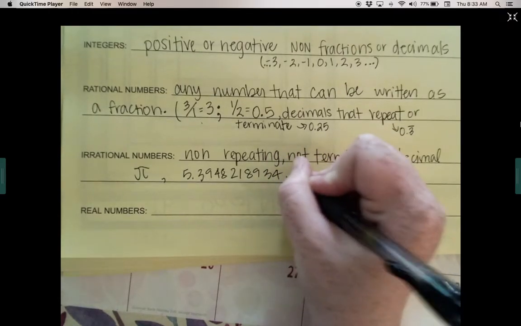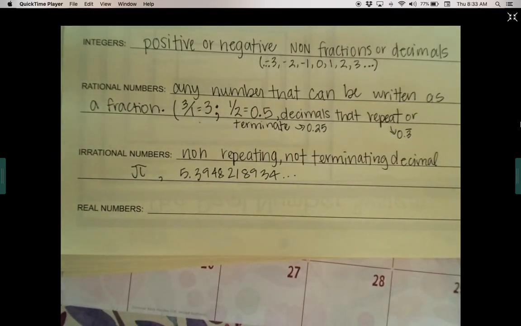5.39482189334, just random. There's no pattern, and I just made it up as I went. There was no reason for those numbers, but there's no pattern, there's nothing. It's not going to start repeating itself again. It doesn't stop at that last 4. I just stopped writing because my hand was getting tired, basically. Okay?